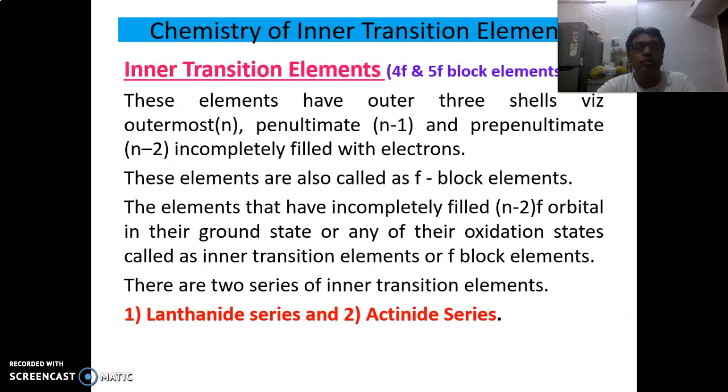These elements are also called f-block elements because the last electron enters the pre-penultimate shell, that is, the n-2 f orbital. Now in the periodic table there are two series of inner transition elements. The first series is the lanthanide series and the second series is the actinide series. So let us first discuss the chemistry of the lanthanide series.